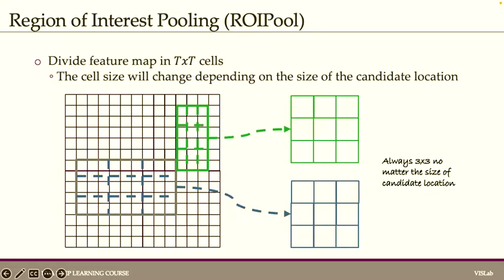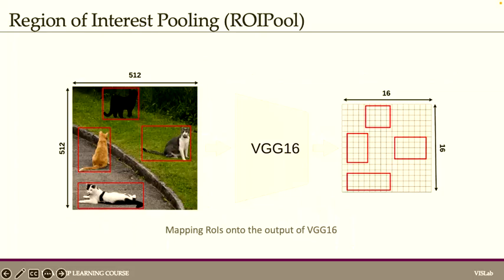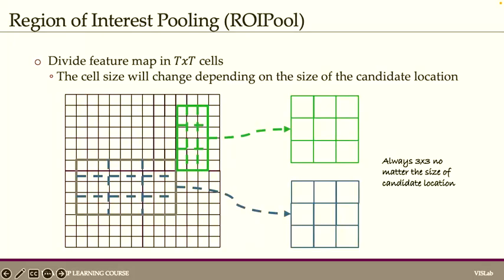All right. Yeah, so that's how it looks zoomed in. How does this ROI pooling work?